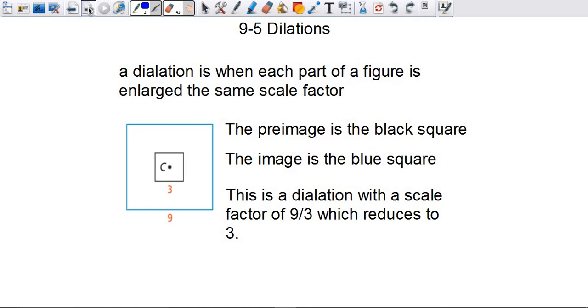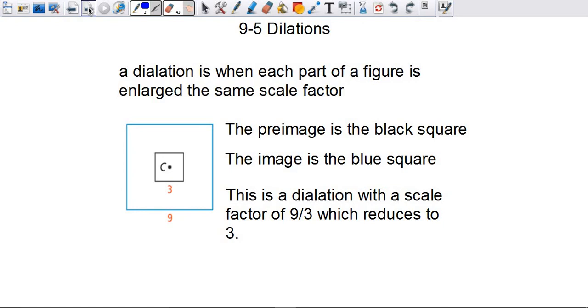9-5, we're going to talk about dilations. A dilation is when each part of a figure is enlarged by the same scale factor. For this one, the pre-image is the black square and the image is the blue square, which means we're starting with the black square. That's where we start. And then our new image that we're creating is the blue one.